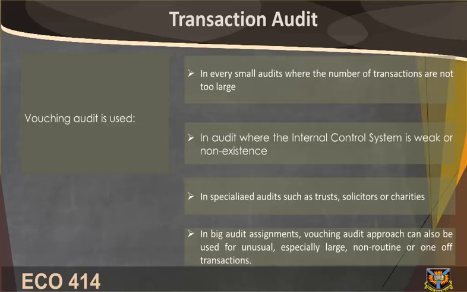Vouching audit is used in very small audits where the number of transactions is not too large, in audits where the internal control system is weak or non-existent, and in specialized audits such as trusts, solicitors, or charities. In big audit assignments, the vouching audit approach can also be used for unusual, especially large, non-routine or one-off transactions.